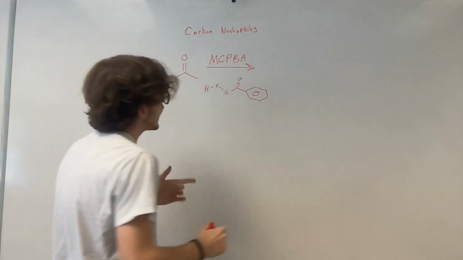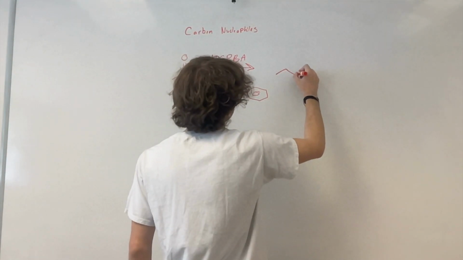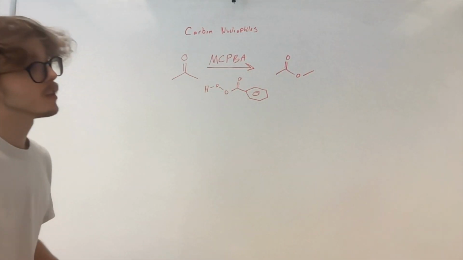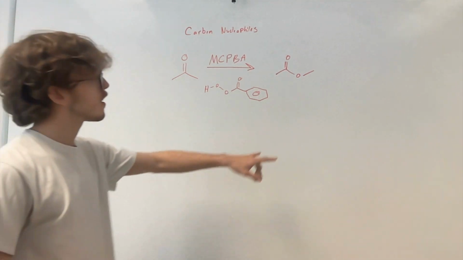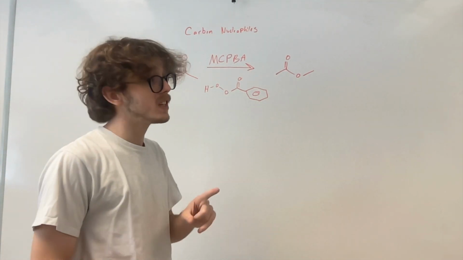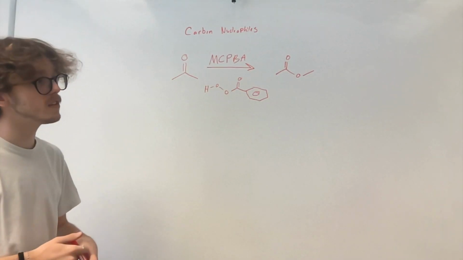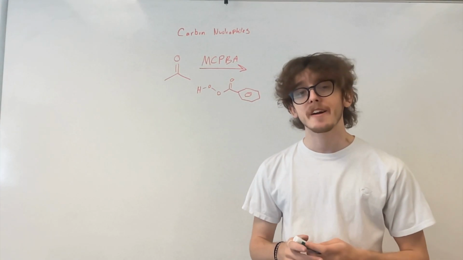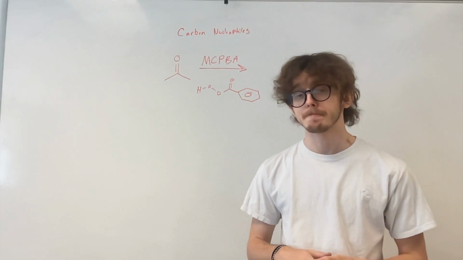What it's going to create is we're going to notice this is going to happen. Usually we used MCPBA to make epoxides, right? But here it's a little different. We now make esters. That's very synthetically useful, to make an ester from a ketone. What I want to talk about next is called a Baeyer-Villiger oxidation.